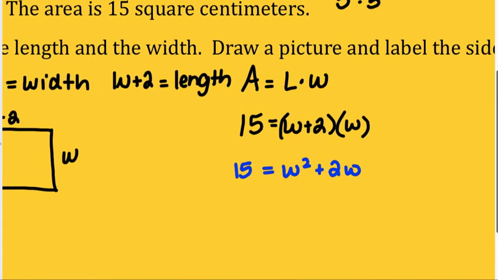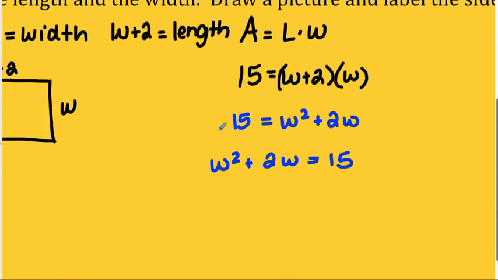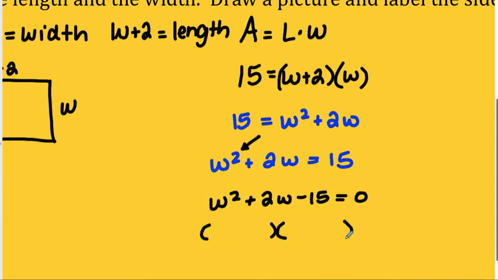I might choose to use the symmetric property and rewrite this as W squared plus 2W equals 15, just because I like it like that, but you don't have to. I see it's a quadratic equation because the highest exponent is a 2, so I'm going to get it set equal to 0, standard form, set equal to 0. Now I'm going to factor it into its linear factors, so W plus 5 and W minus 3, those are the things that multiply to negative 15 that add to 2.